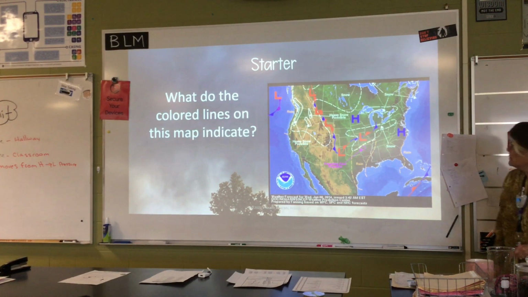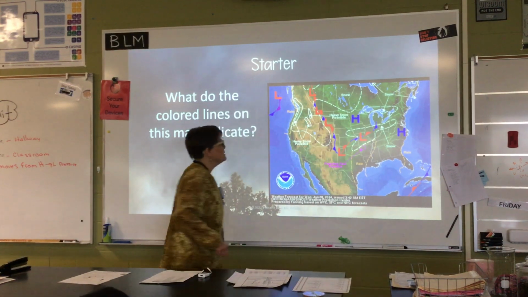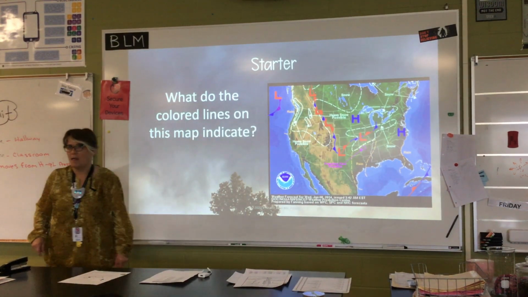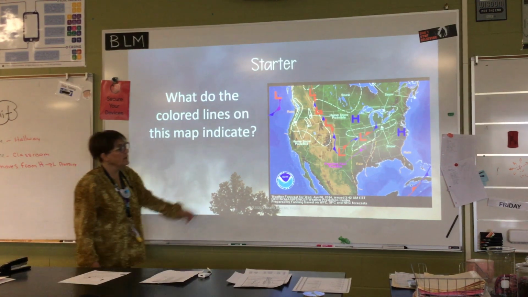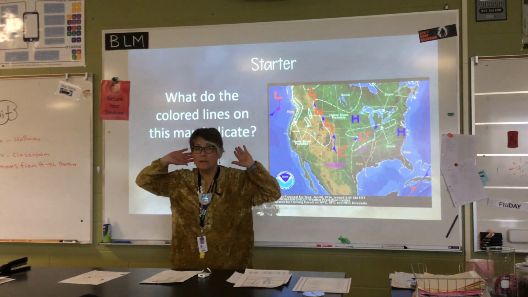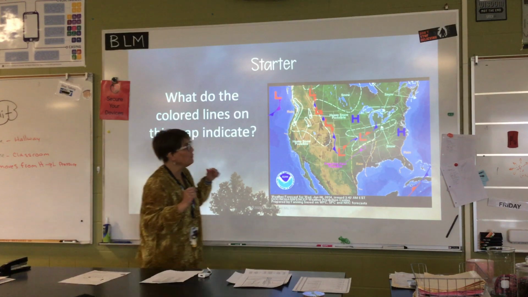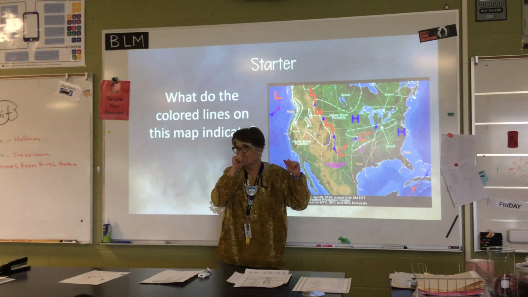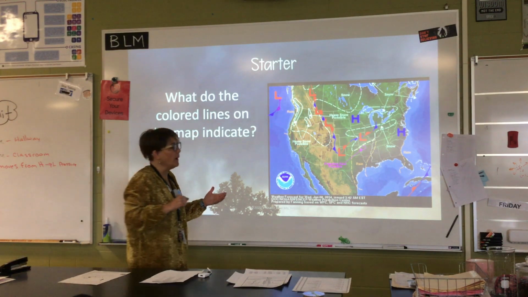Okay, starter. First of all, let's do a little review. What do the colored lines on this map indicate? Okay, could be storms. What are these colored lines? Front lines. Front lines, yeah, weather fronts. Okay, weather fronts. The red represents what? The red represents warm, and the blue represents cold.